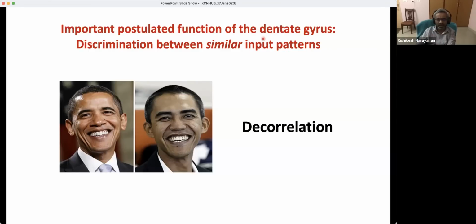So one of the important postulated functions of the dentate gyrus, which is the input gate to the hippocampus proper, is what's known as decorrelation. You can think of it as pattern decorrelation or pattern separation. The idea is that you want to discriminate between inputs that are very similar to each other. Even if the inputs are similar to each other, you want the outputs to be very distinct from each other. You want to distinguish, for instance, between these two faces. And even though they are similar, you are able to distinguish between them and say that one is really different from the other. So one of the postulated functions, from David Marr's time, has been pattern decorrelation or pattern separation in the dentate gyrus.